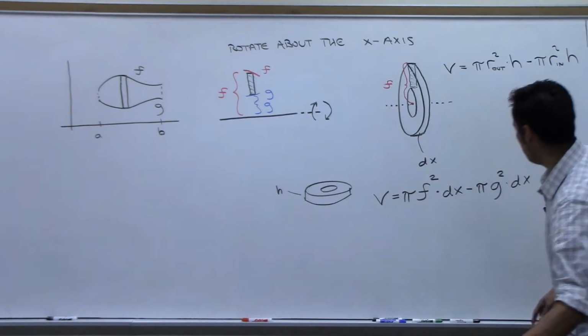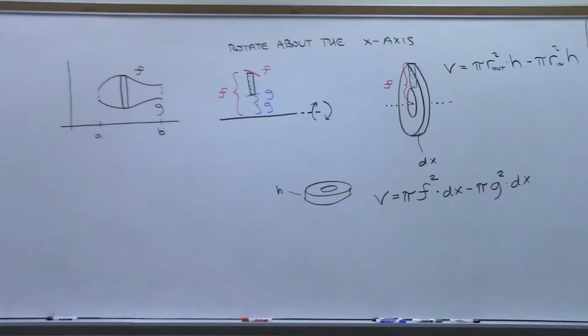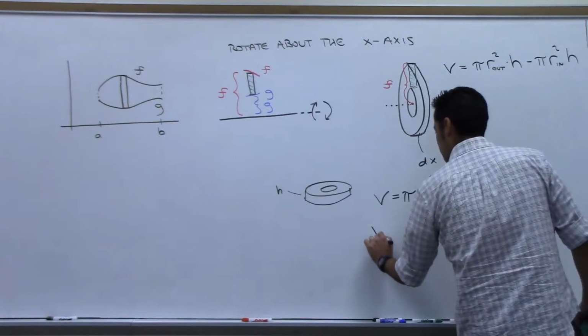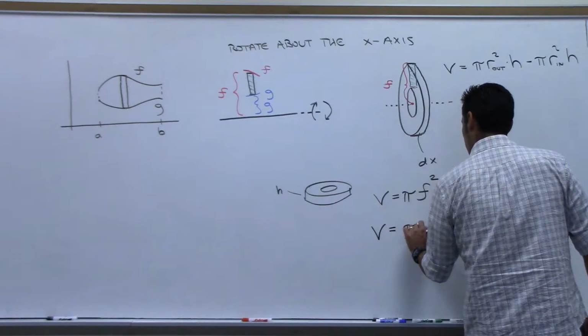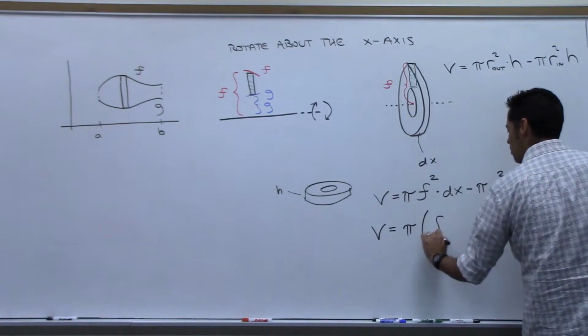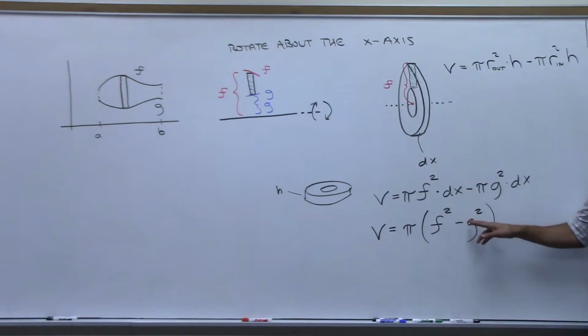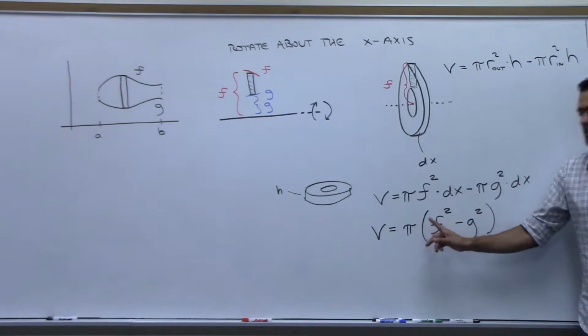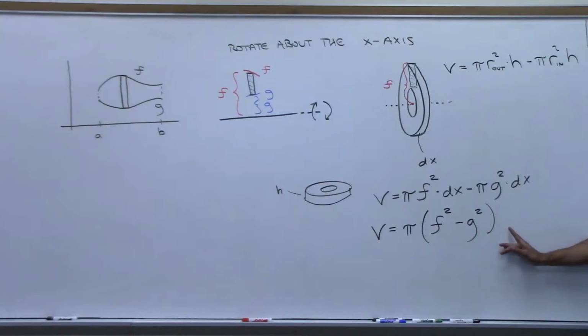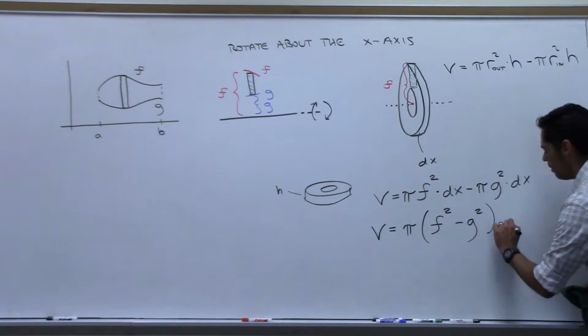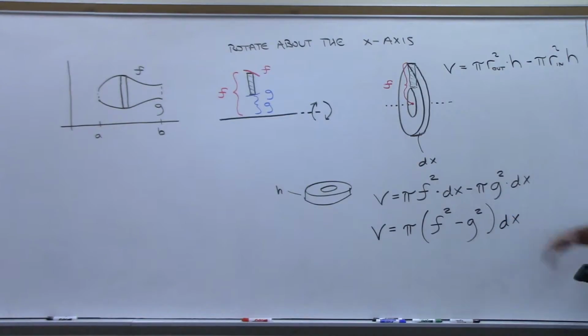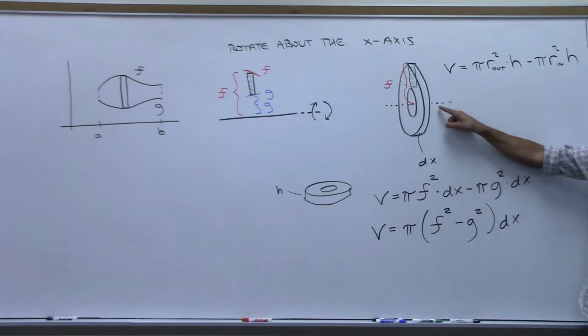But there's a couple things we can do because this has some stuff in common. They both have pi. They both have dx. So I'm going to factor pi out. If I factor pi out, I'm left with f squared minus g squared. And then I'd need to factor out the dx also, but I'm going to put the dx on the back side, because isn't that where it always appeared in the formula for the integral? So I'm going to put dx back here. That's the volume of just that piece.